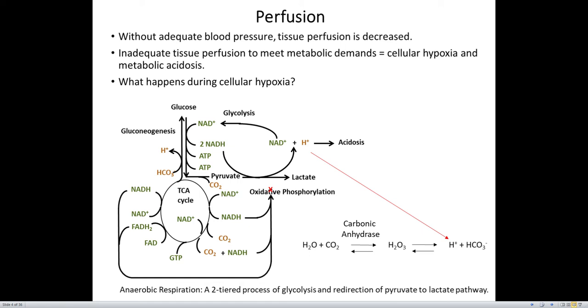Now keep in mind that somebody can be hypoxic, low oxygen in the tissues, but not be hypoxemic. So for example, somebody can have a PaO2 of 100 millimeters of mercury, which is perfect, but their perfusion is very poor to a particular tissue or systemically. In that situation, irrespective of the amount of oxygen they have in their blood, if it's not getting to the tissue, it will become hypoxic.